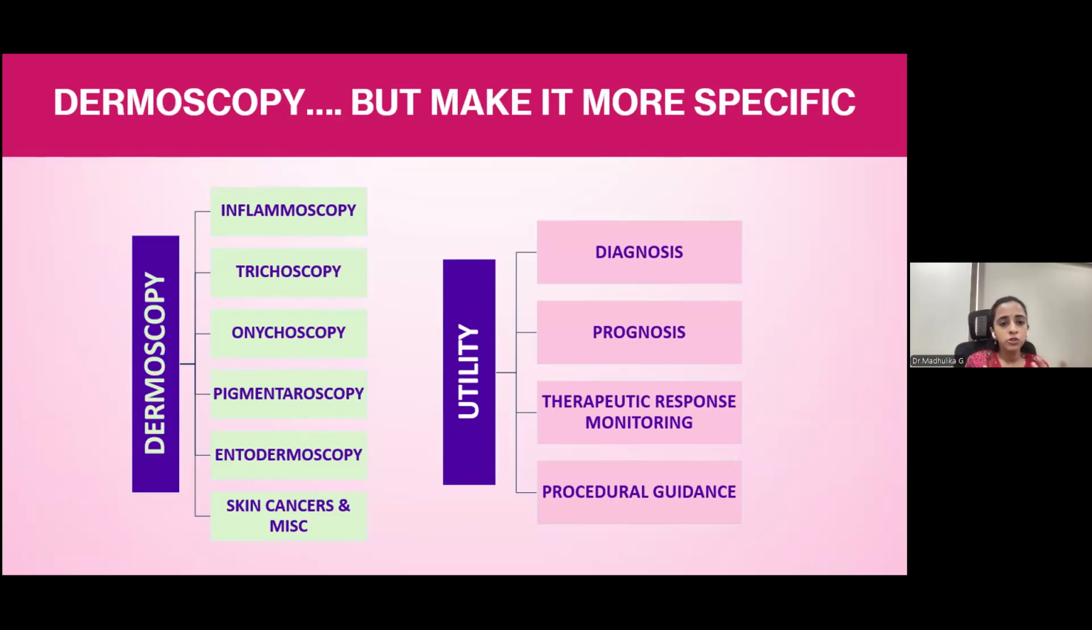So what is the use of a dermoscope? Like we already said, it helps in diagnosing the condition. It helps in predicting the prognosis as well. And it also helps us in deciding whether good predictors of treatment outcomes are present, and in therapeutic response monitoring.